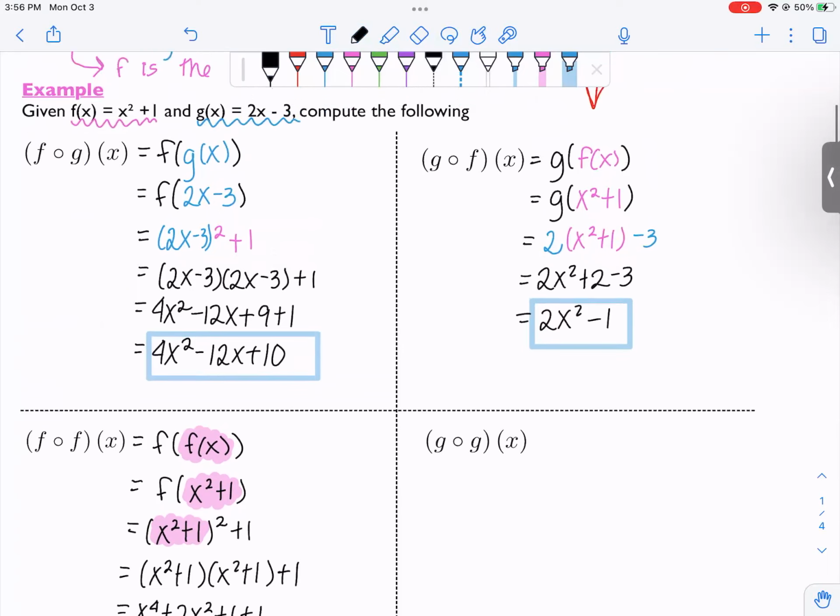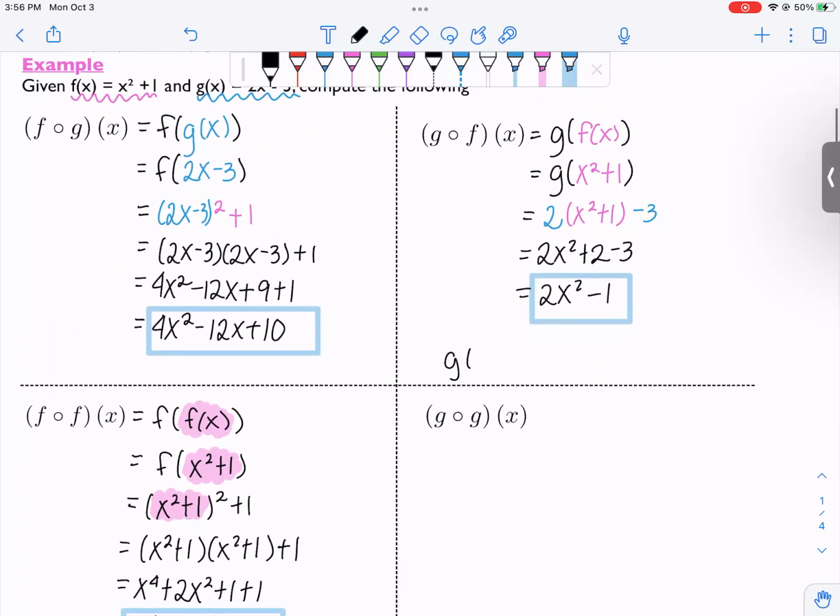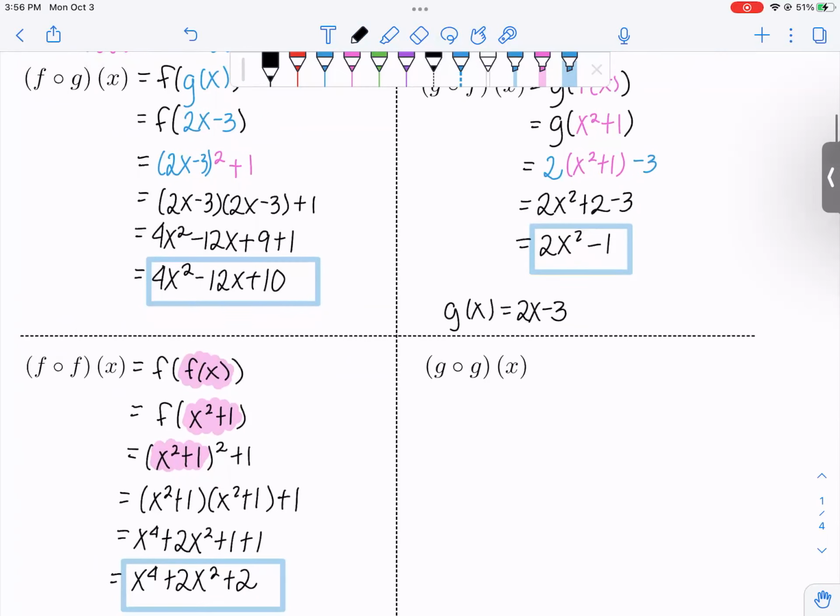For g composed with g, remember g of x is equal to 2x minus 3. So what I'm doing here is I'm taking g and plugging g into it. Let me just do a highlight.